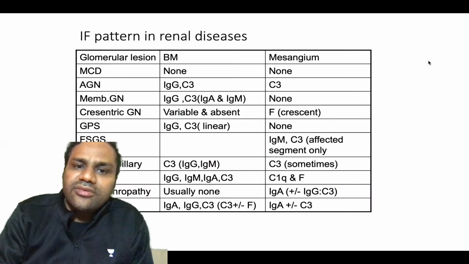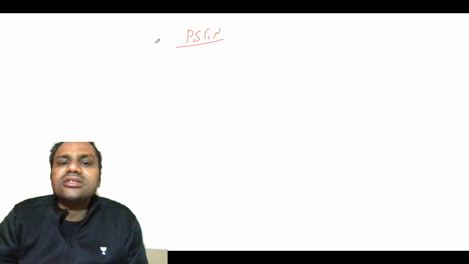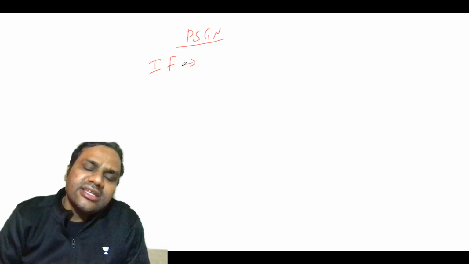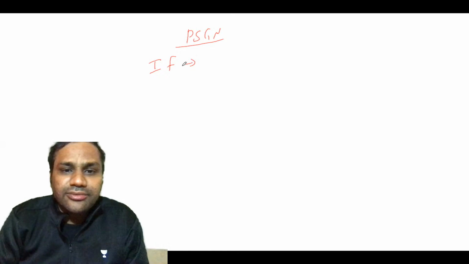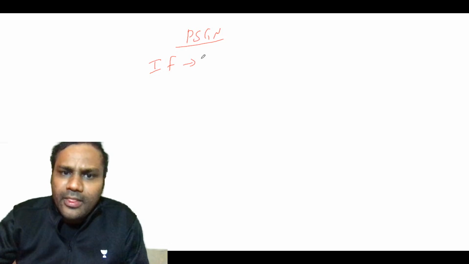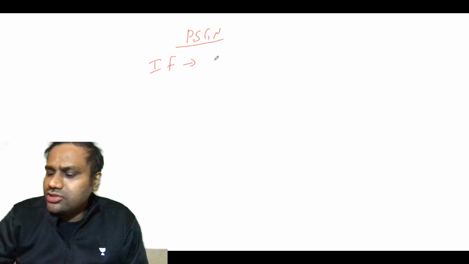Now from this table, when we talk about post-streptococcal glomerulonephritis, what are you getting in this? When I say IF, you will easily remember from that table what the IF from post-streptococcal glomerulonephritis is. It is coarse granular.